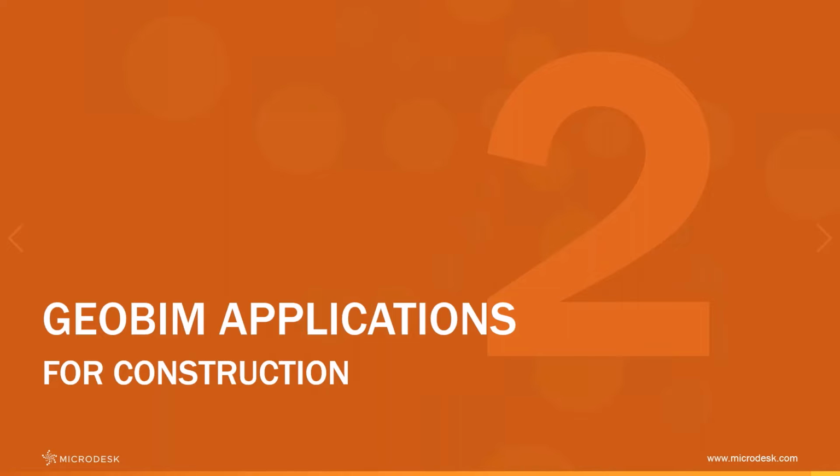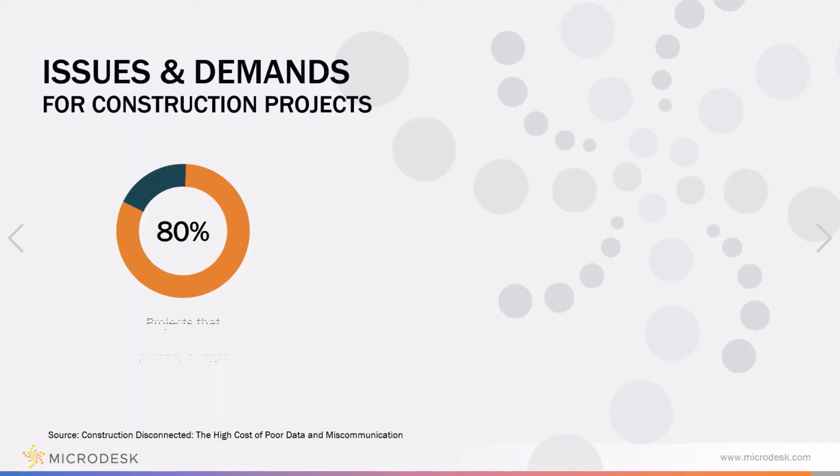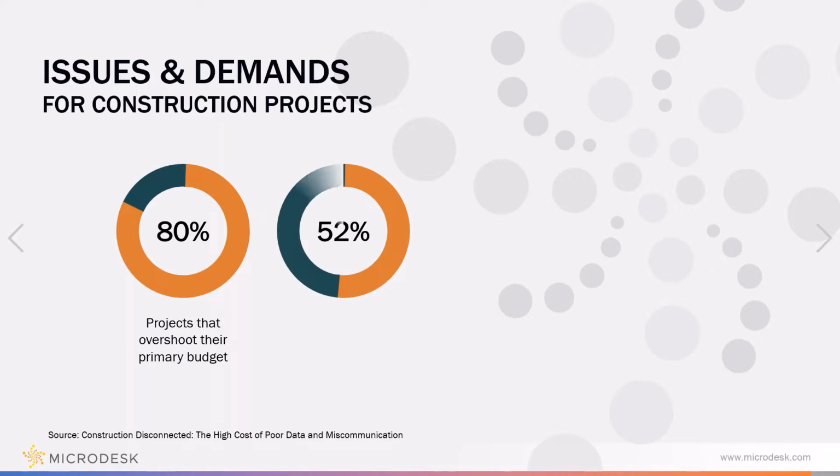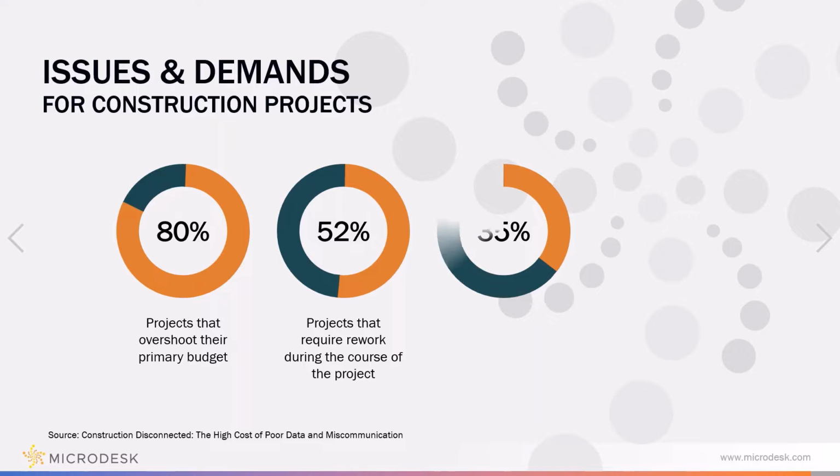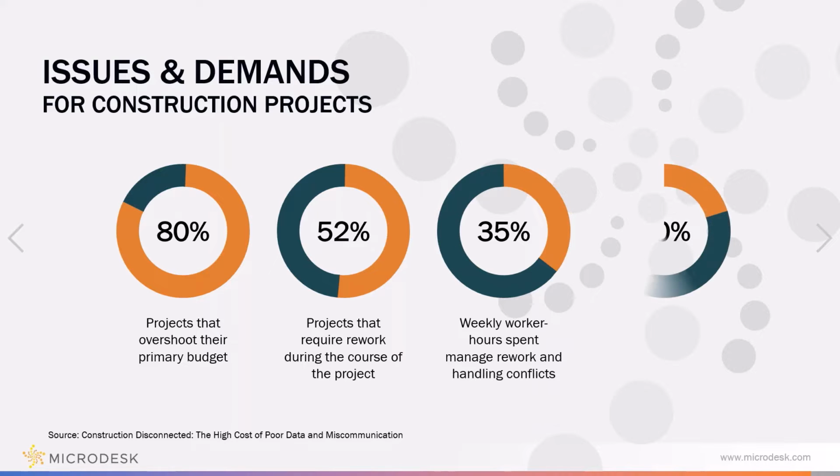So let's take a closer look at the GeoBIM application for construction. The graphic captures and quantifies the major problems associated with poor data interoperability in construction projects. 80% of projects overshoot their primary budget, 52% require rework, 35% of time is spent on managing rework and handling conflict, and 20% of projects were not completed on time.